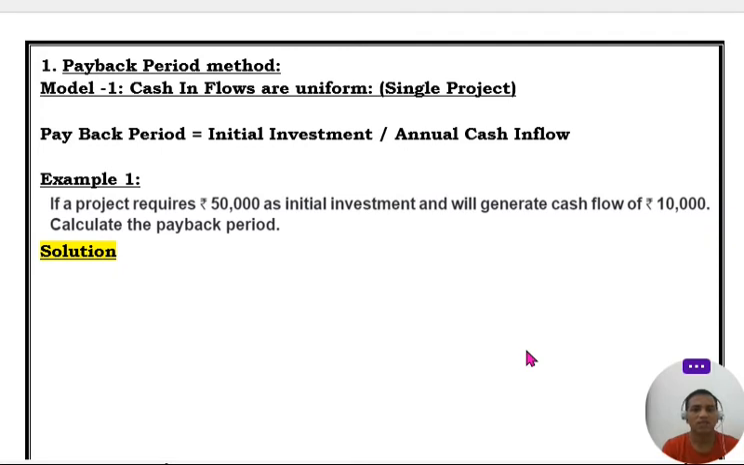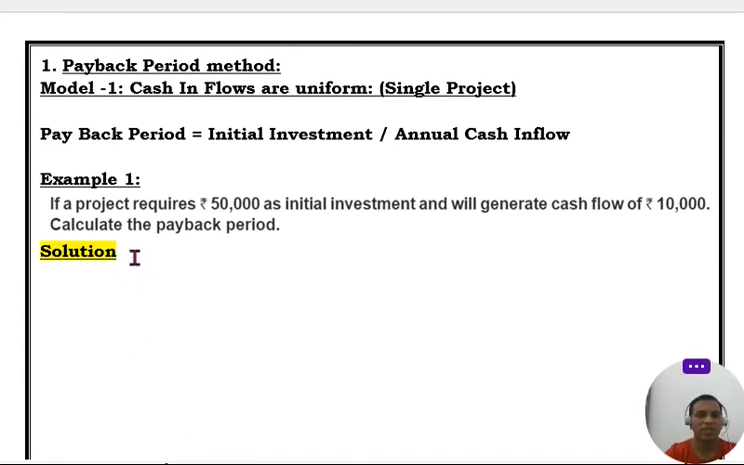Cash flows are uniform means the annual cash inflows every year remain the same. Uniform means every year equal, same. So when the cash flows are uniform, the formula used to calculate the payback period is initial investment divided by annual cash inflow. Initial investment means cost of the project only, the cash outflow only, divided by annual cash flow.